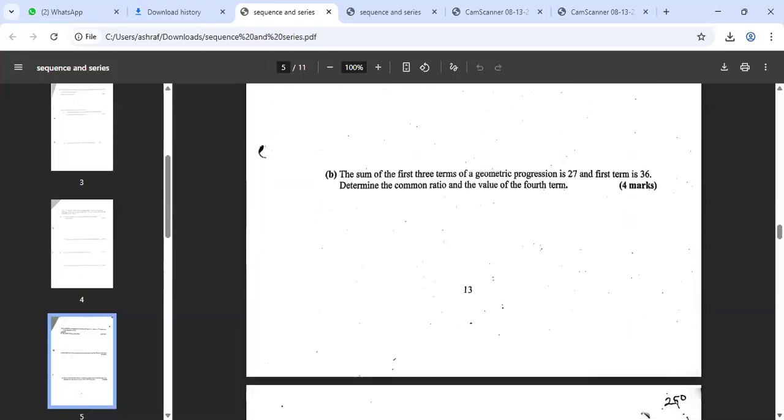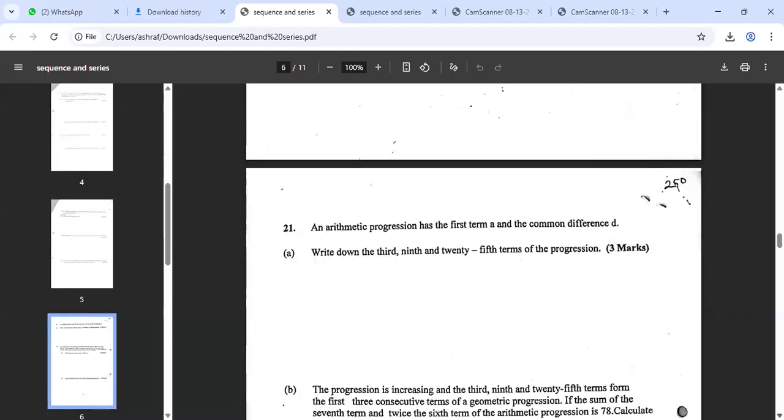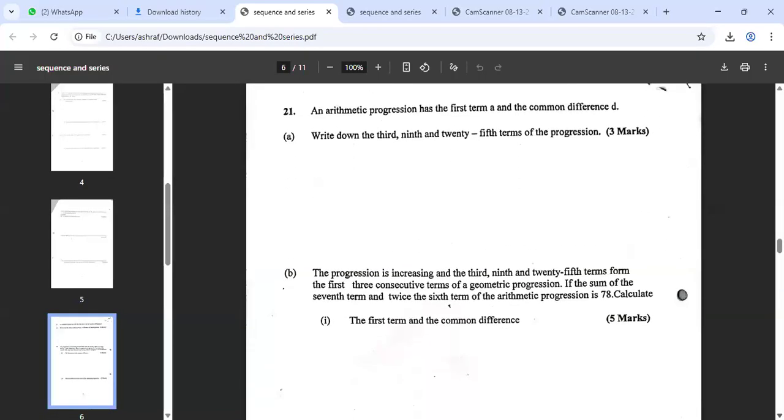Okay, so let's go to the next part. The next question is that when you are given an arithmetic progression with the first term as A and common difference as D, write down the third, the ninth, and the 25th terms of the progression. So we can write that one, T3, T9, and T25. Just go to the second part, write it down because you're going to use it in the second part.